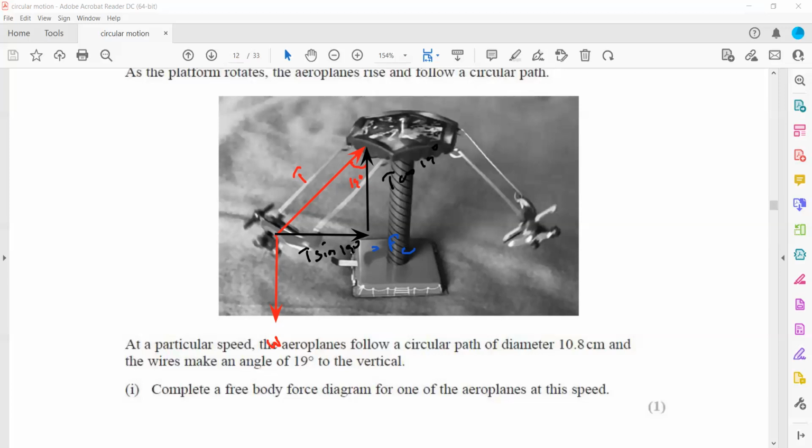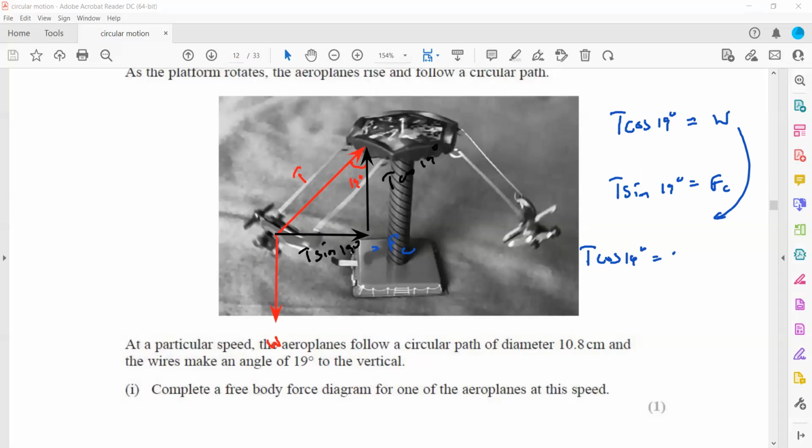So we can write the 2 equations. T cos 19, which is acting upward, balances the weight, and T sin 19 is actually the centripetal force. Then we'll first get the tension from the first formula. We use T cos 19 equal to mg.